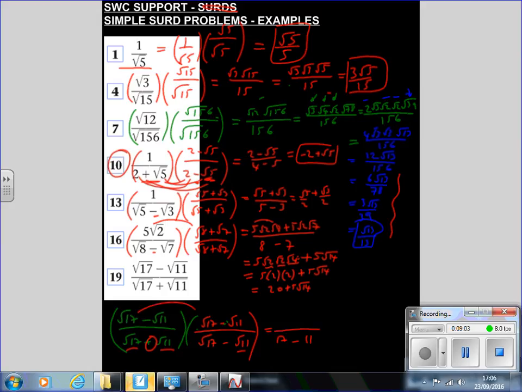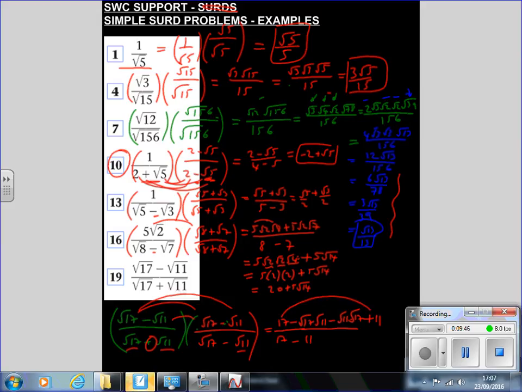So root 17 times root 17 is 17. Root 17 times minus root 11 is minus root 17 root 11. Minus that, root 17 root 11. Do it again. So minus root 11 times root 17, minus root 11 root 17. And then we got our minus root 11 times minus root 11, which is just plus 11. And then we can simplify this lot up.